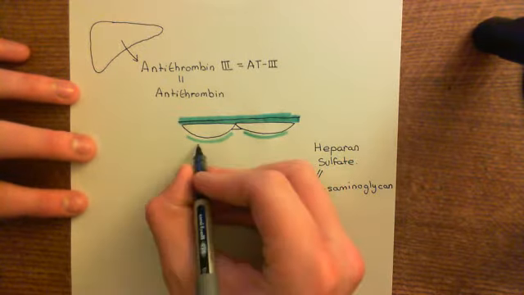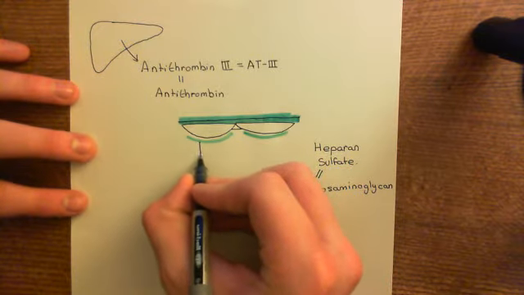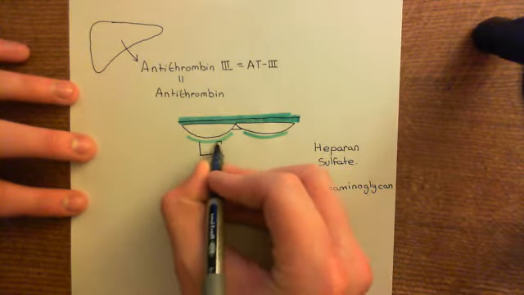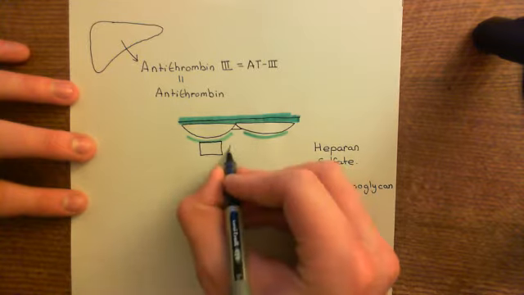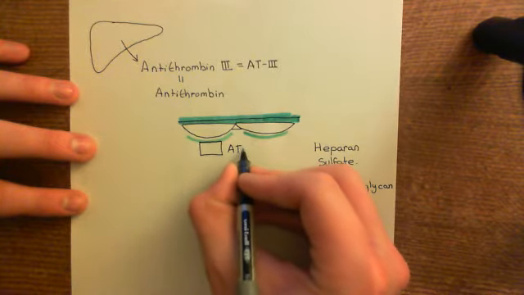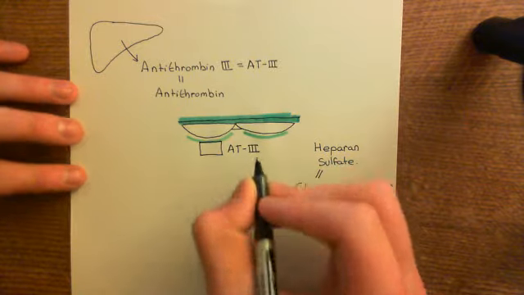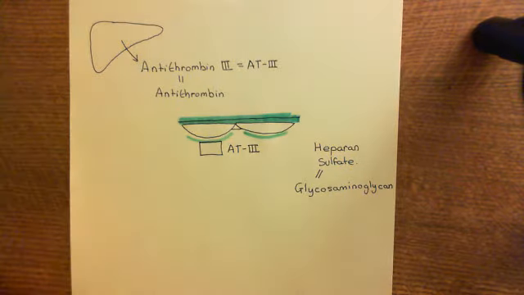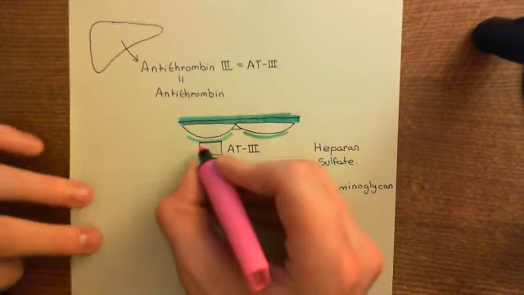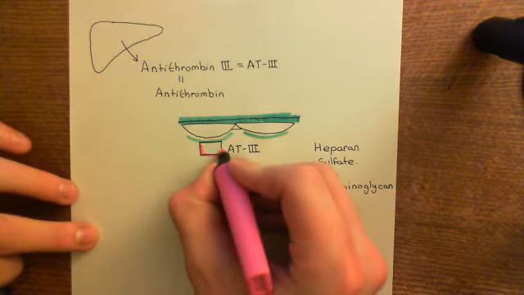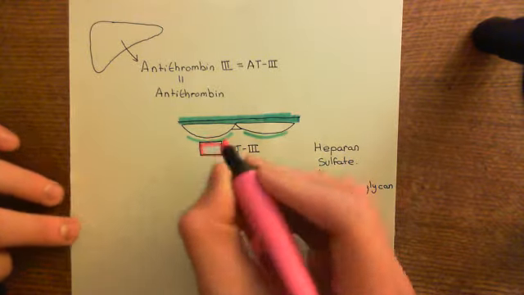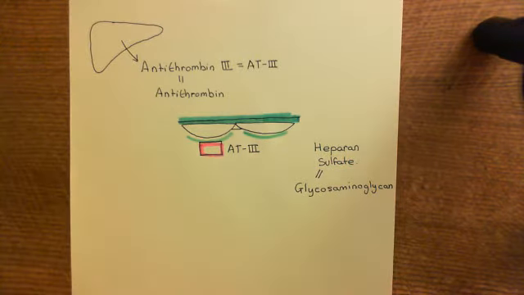So what happens is that antithrombin 3 comes and binds to heparan sulfate. So here is antithrombin 3 coming and binding to the heparan sulfate on the surface of these endothelial cells. And once it binds to the heparan sulfate, it becomes active. Okay, so let me colour in antithrombin 3 in vivid purple here. Now, what does antithrombin 3 do once it has been activated?